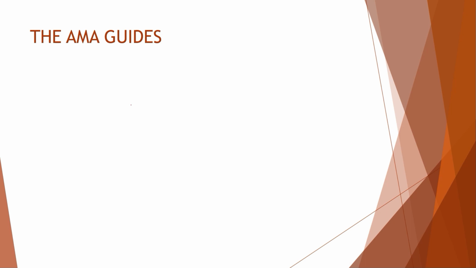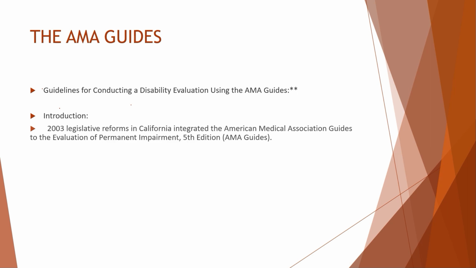So as I said, in the state of California, the AMA guides are new, and the AMA guides were introduced January 1st, 2005. But before that official date of our beginning to use the AMA guides, it was in 2003 that legislative reforms introduced some new changes to the laws. Those laws then got passed, and the purpose of those laws was to integrate the AMA Guides 5th edition into our permanent disability evaluations here in the state of California.